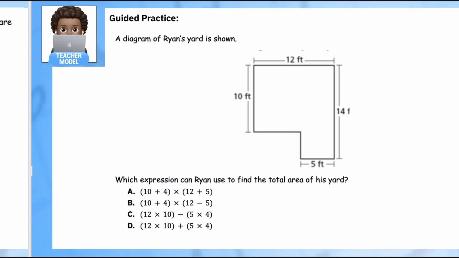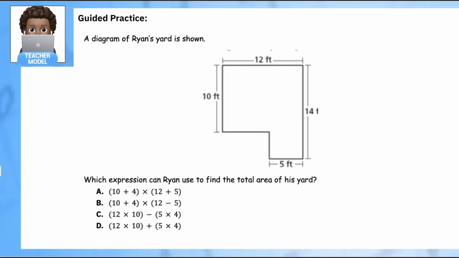All right, now it's your turn. In guided practice, you have a diagram of Ryan's yard. Which expression can be used to find the total area? All right, hit pause and try this out for yourselves. Okay, so let's actually get into it. Which one can give us the area? The answer for this one actually is, ta-da, D, 12 times 10 plus 5 times 4.